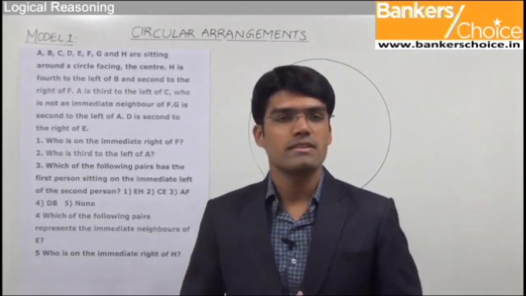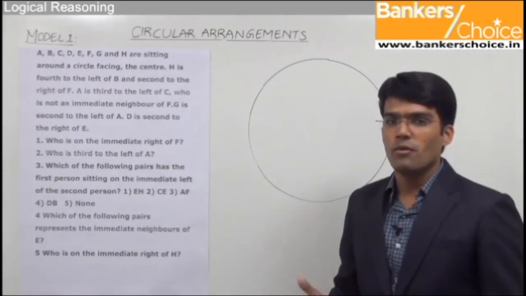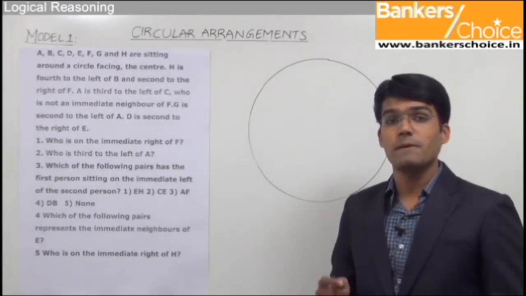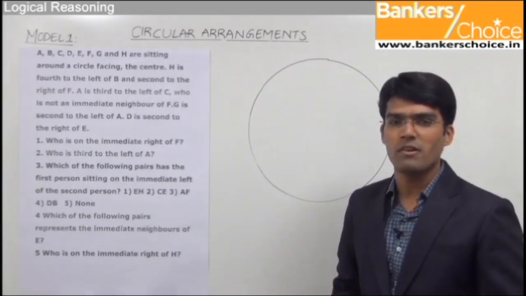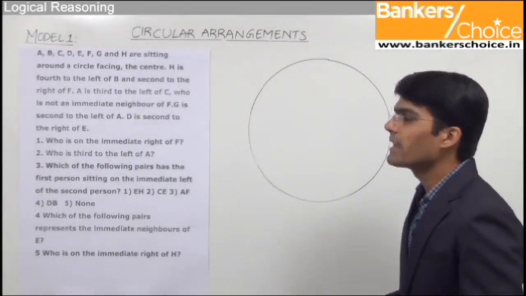The question here is: A, B, C, D, E, F, G and H are sitting around a circle facing the center. So as given here, there are 8 persons A, B, C, D, E, F, G and H who are sitting around the circle facing the center. Remember, before we solve any circular arrangement, the first rule is we have to count the number of persons and mark their positions. So as we can see here, there are 8 persons.